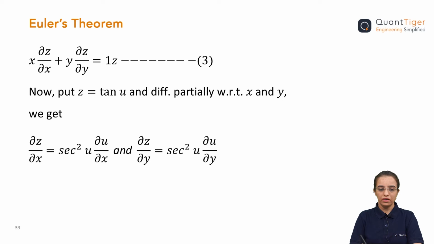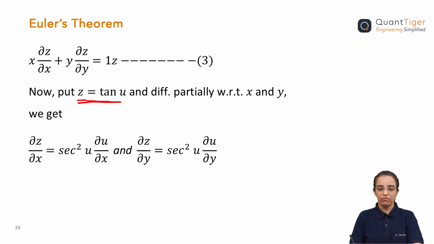So whatever our consideration was for z, z is equal to, we have considered tan u. So we have to differentiate this with respect to x and y, so that we can convert this in terms of u. The final answer should be in terms of u, not in terms of z. So now this equation we will differentiate with respect to x as well as y.